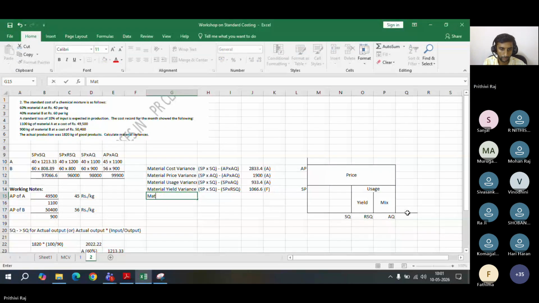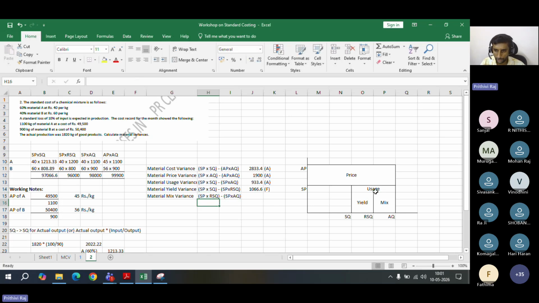Material mix variance: SP into RSQ minus SP into AQ. So I'll explain this graph again. You put standard on the y-axis, SP and SQ, and actuals on the x-axis, AP and AQ. First standard, next actual. Since there are multiple materials, there's a possibility of mix variance. So you put a line in the usage variance center, and this is called RSQ.